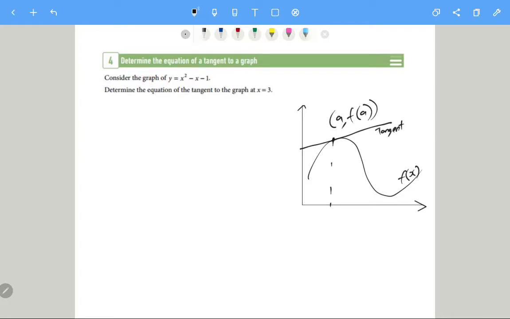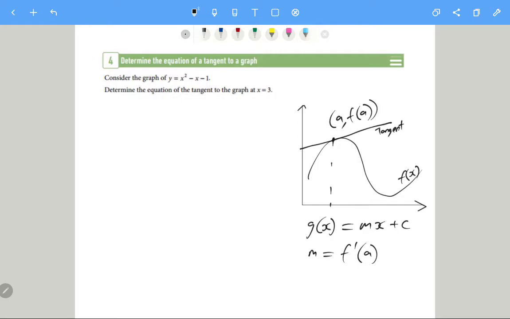Okay, and an important part about a tangent line is its function, let's say g of x, is going to be a linear equation, so mx plus c, but in particular, the gradient is going to be equal to the derivative of the function at the point a. So let's see how we actually do that.